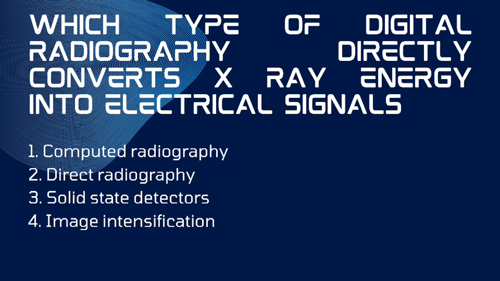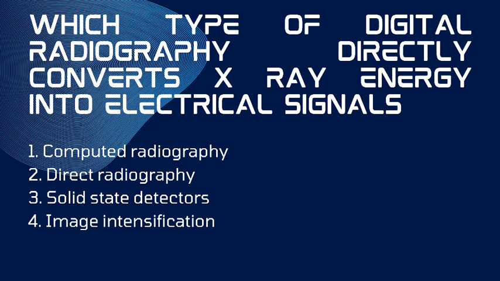When we look at computed radiography, we know that there is an imaging plate which captures the X-rays and converts into a latent image. Only when processed can we see the image. So that is not direct conversion. Coming to solid state detectors, it can be direct conversion or indirect conversion. So we cannot explicitly say that solid state detectors are direct converters. So that is also not the option.